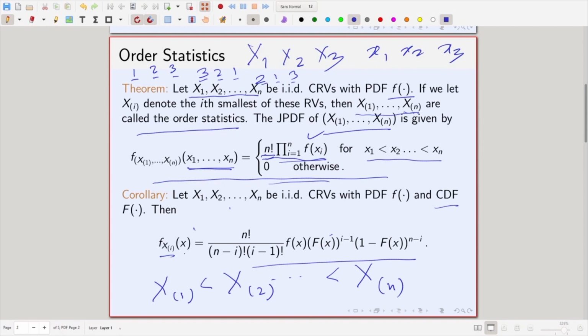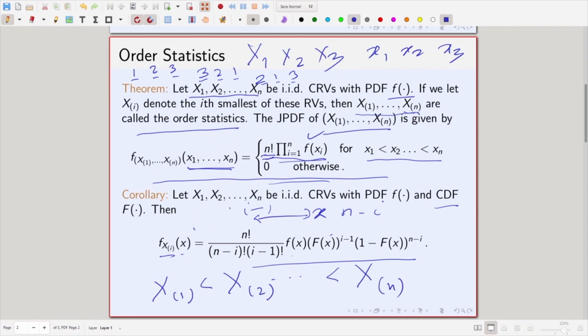Now if the ith minimum is x, that means below that there are i minus 1 numbers and after that there are n minus i. Remember there are a total of n numbers. You are told that x is the ith minimum. That means there are i minus 1 numbers below it and n minus i numbers after it.